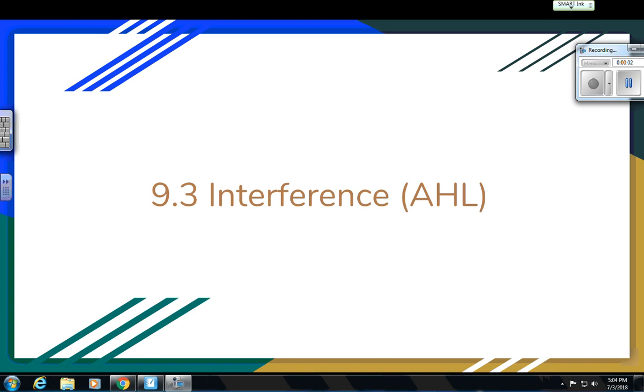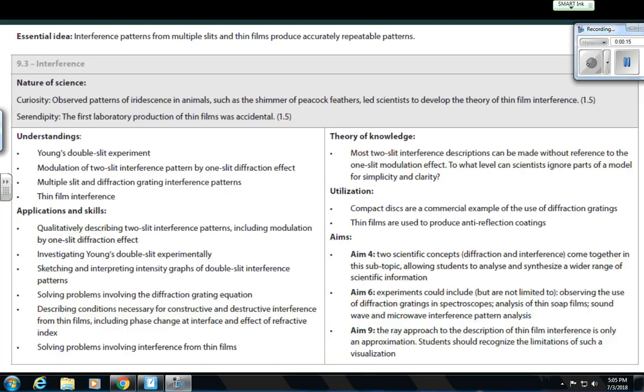Okay, today's topic is going to be 9.3, which is interference patterns: single slits, double slits, and multiple slits. So it's just going to be an addition to what we learned earlier with double slit interference and interference patterns. If you look at the essential idea, interference patterns from multiple slits and thin films produce accurately repeatable patterns. That's kind of the big picture.